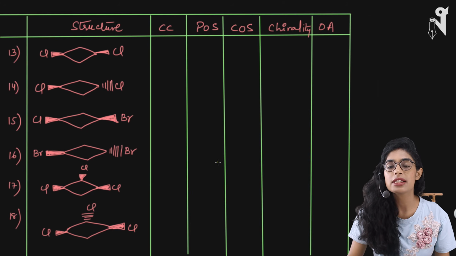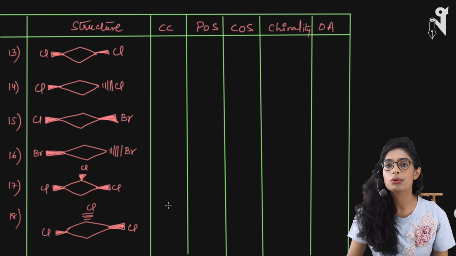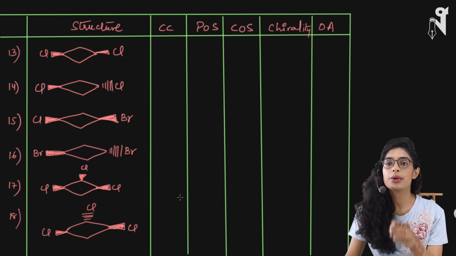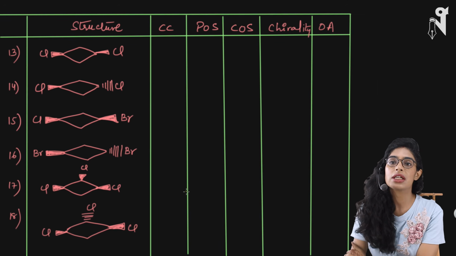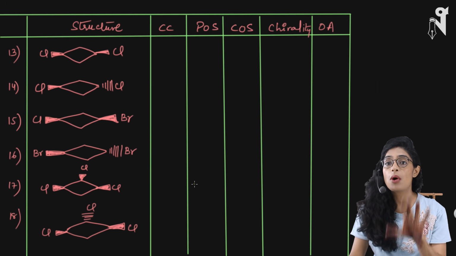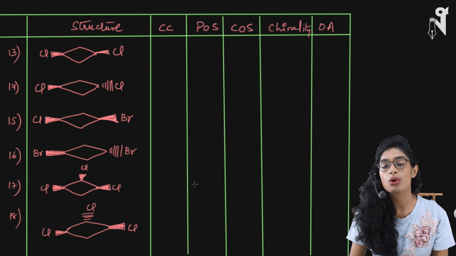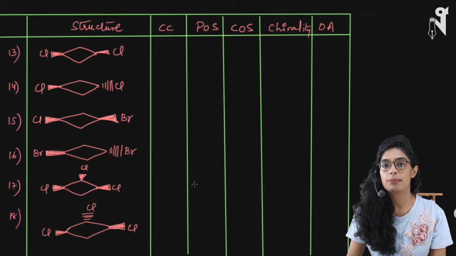So now these are the next set of compounds. Note them down, pause the video, try the same thing what I have done till now. Try to find out the chiral center, POS, COS, optical activity and chirality, and then I will discuss with you. But pause the video and do it on your own. Do not wait for my explanation for these compounds.